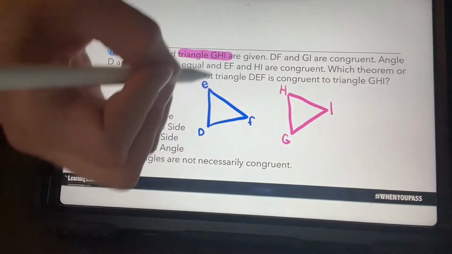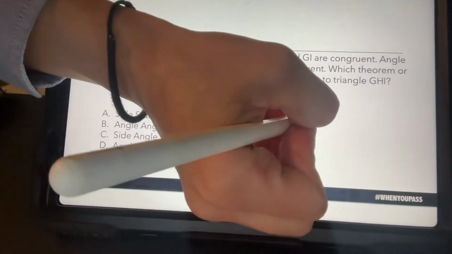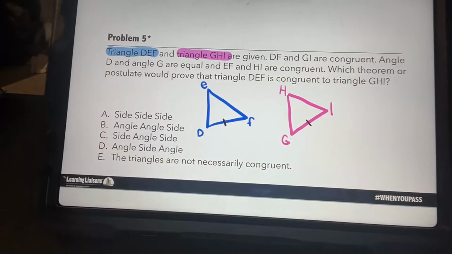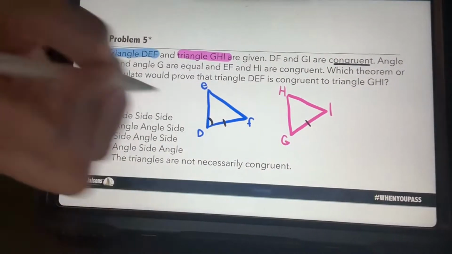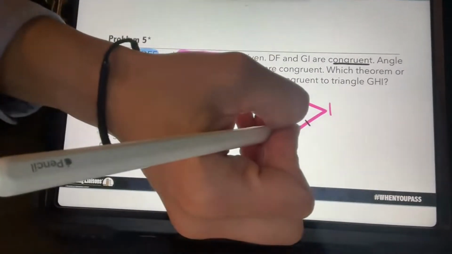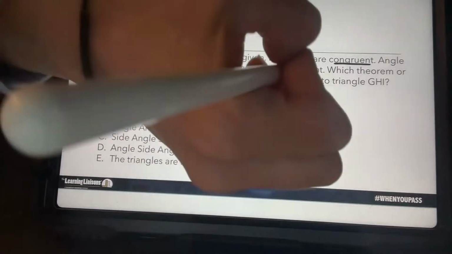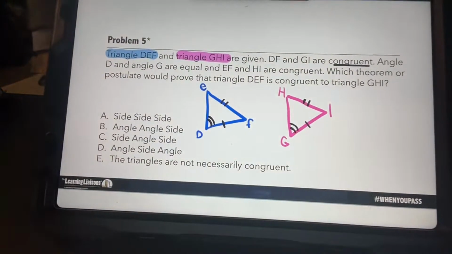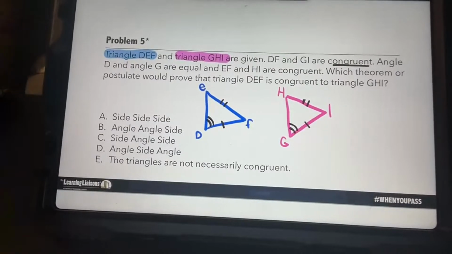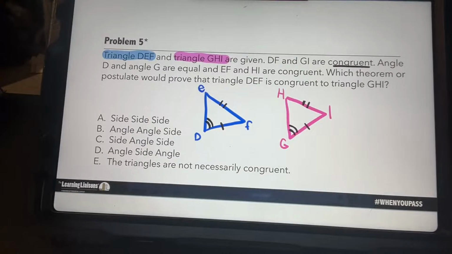Okay. DF and GI are congruent. This is congruent to this. Congruent meaning the same size. Angle D and angle G are equal. Okay. And EF and HI are congruent. Which theorem or postulate would prove that triangle DEF is congruent to triangle GHI? So we're trying to prove that these triangles are indeed congruent.